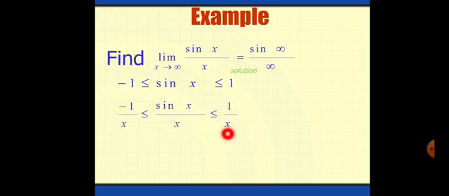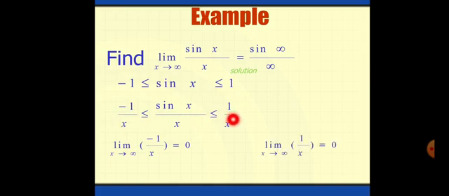After division by x, now use the sandwich theorem. Find the left limit and the right limit, the limit of the left hand side and the limit of the right hand side when x approaches infinity. Negative 1 over x when x approaches infinity equals 0. And here, limit 1 over x when x approaches infinity equals 0. So the left limit and the right limit are equal, each of them equals 0. So the limit of sine x over x when x approaches infinity equals 0.